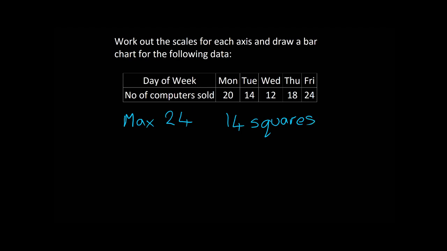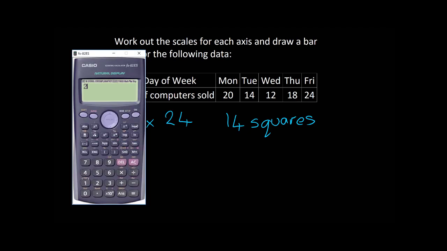If we take the maximum and divide it by the number of squares, that gives us a rough idea of what our scale needs to be. That's not easy to do in your head, so I'm going to bring up my calculator. We're going to do 24 divided by 14, which equals, in decimal terms, 1.71 and so on. Now clearly we're not going to use that figure as our scale.